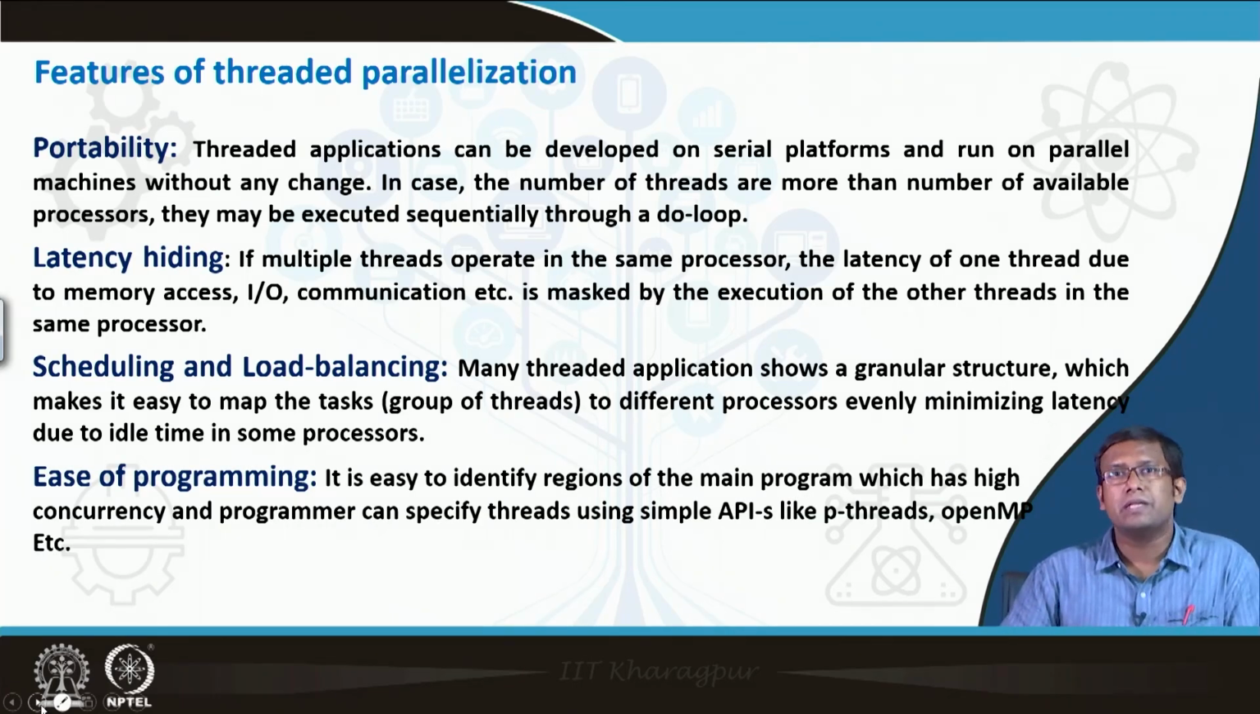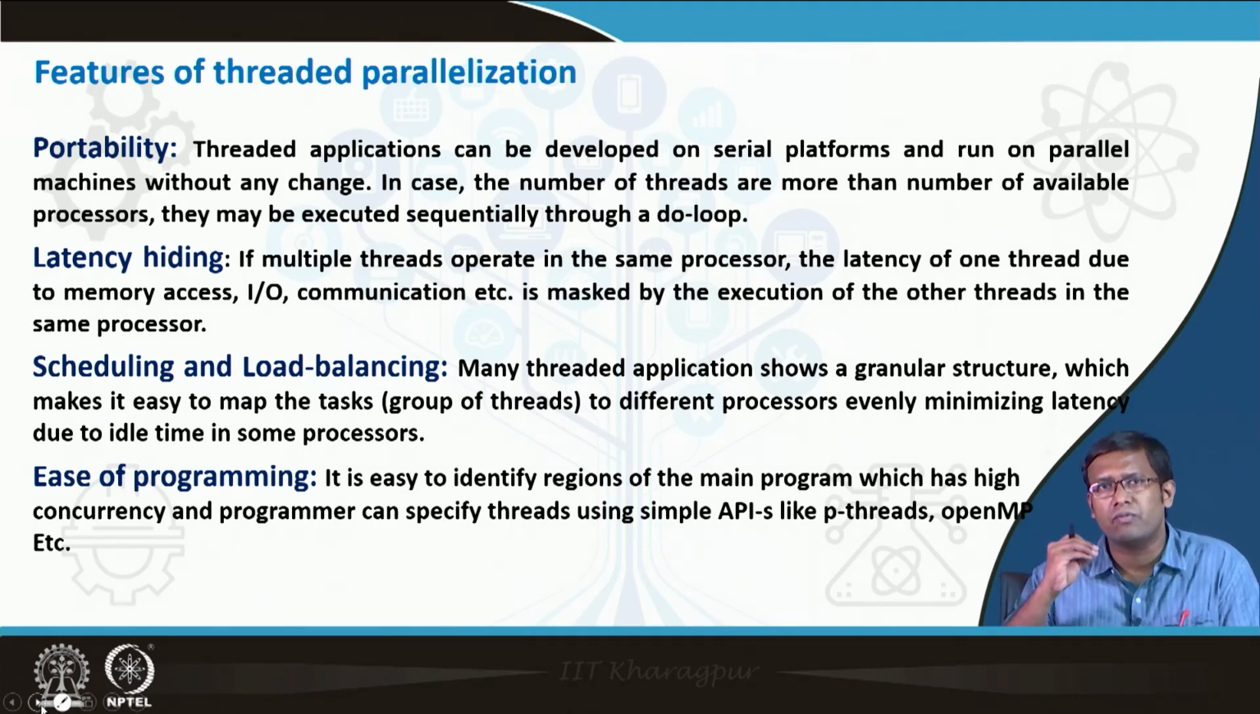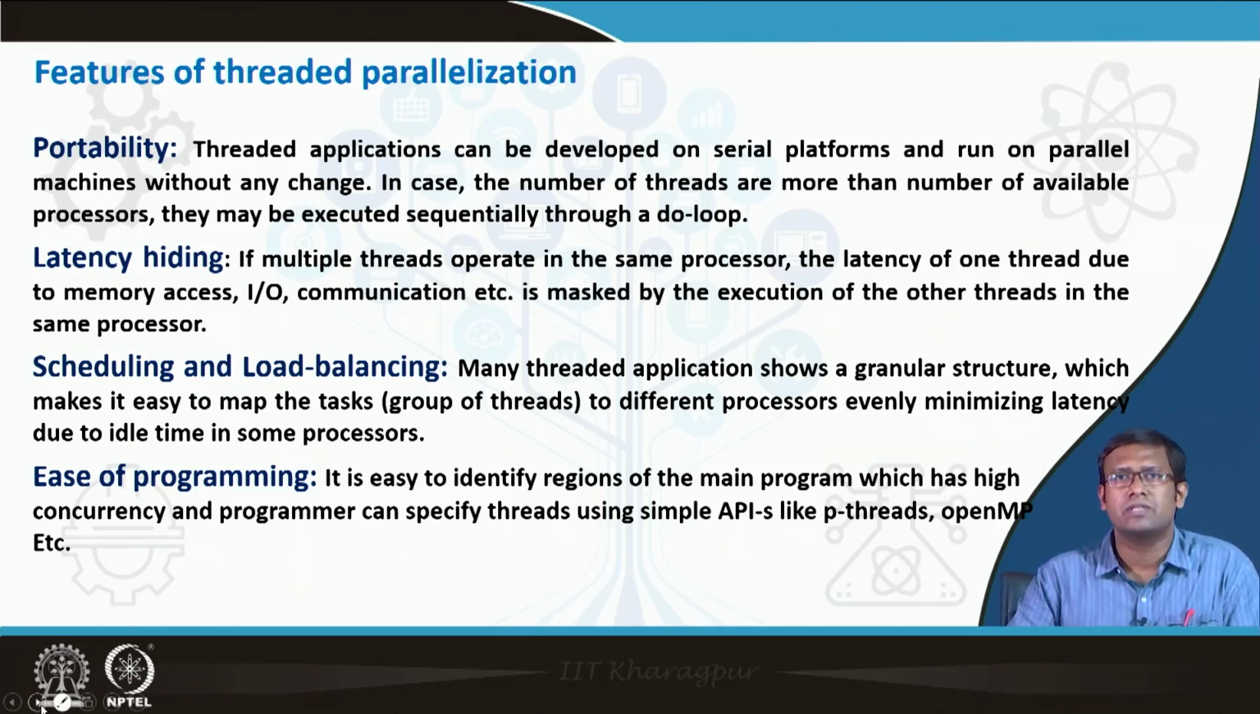And ease of programming. It is easy to identify the region of the main program which has high concurrency. It's something like a do loop where each of the operations is independent. The next operation does not have to wait for the previous operation's result. So, they are independent instruction streams. Instead of a do loop, you launch threads there, and therefore the programmer can identify the region where it can be parallelized, where there is high concurrency, and specify threads using simple APIs like pthreads, OpenMP, etc. there to run.